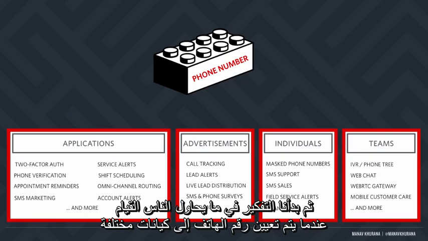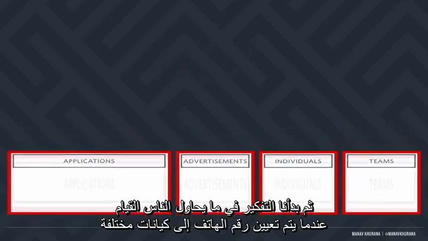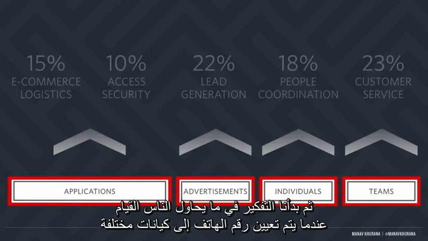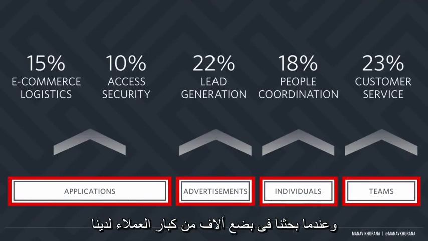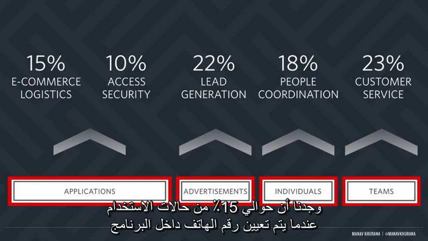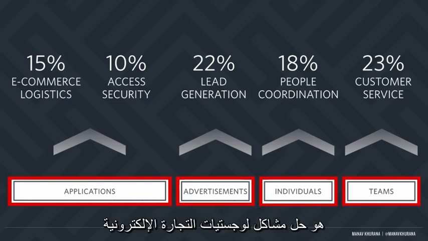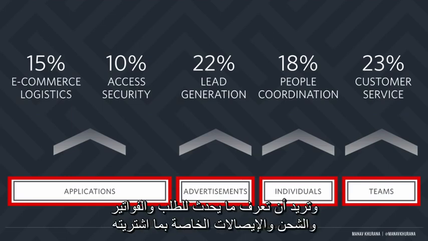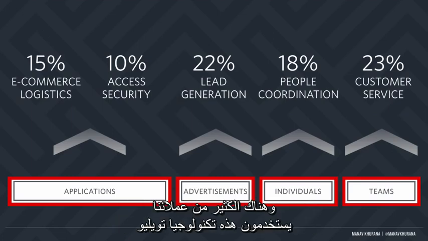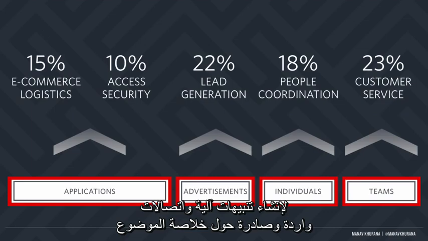And then we started thinking about what are folks trying to do once phone numbers are assigned to various entities. And when we looked amongst our top few thousand customers, we found that about 15% of the use cases when a phone number is assigned within software is to solve e-commerce logistics problems. You've bought something online and you want to know what's happened to the order, the billing, the shipping, and the receipt of that good. A lot of our customers are using the Twilio technology to create automated alerts and back and forth communications about what was bought online.